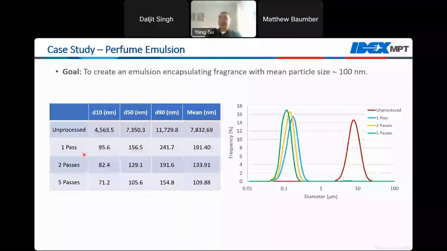And every additional pass through the system will further reduce the size of this emulsion. And after 5 passes, we were able to successfully achieve the goal in this study, with the mean particle size just slightly over 100 nanometers, as shown in this green curve here. You can see the beautiful shift from the large particles to the smaller particles after processing.